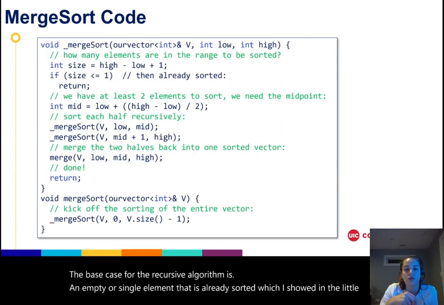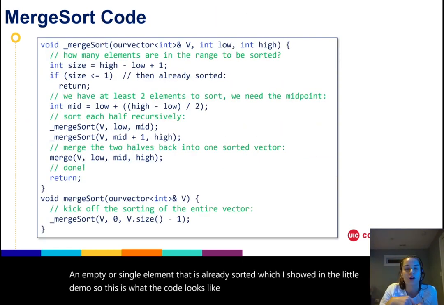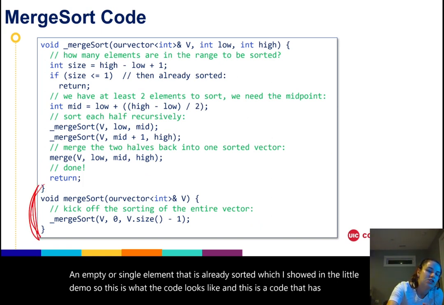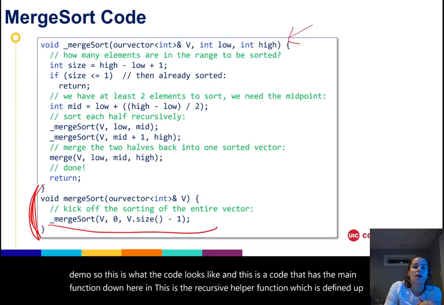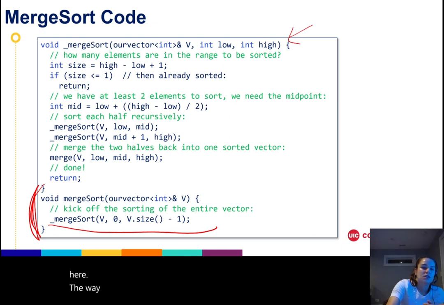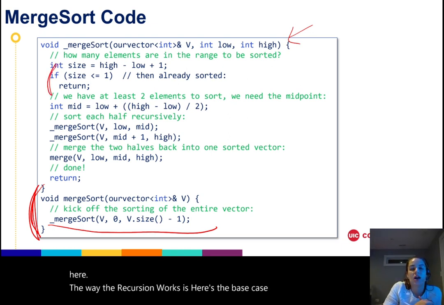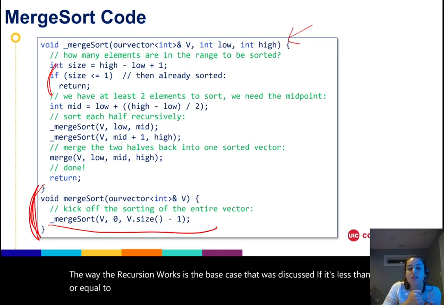So this is what the code looks like, and this is a code that has the main function down here, and this is the recursive helper function, which is defined up here. The way that the recursion works is here's the base case that was discussed. If it's less than or equal to 1, so a single or empty list, then it's already sorted, so you return, so that's your base case.